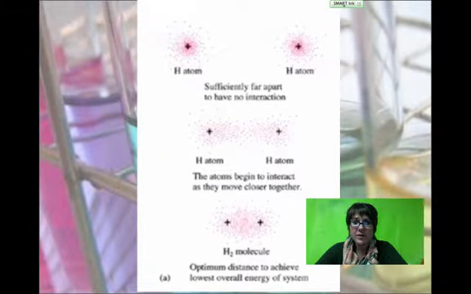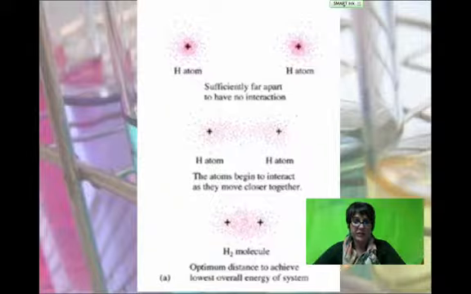So here's an example to show how two hydrogen atoms might interact. Notice here the electron densities are so far away that they're not even having any influence on one another at all. The atoms are sufficiently far apart so that they have no interaction whatsoever. Now, this isn't to show that a hydrogen atom has so many electrons around it. It's just all the possible places where the electrons could be.